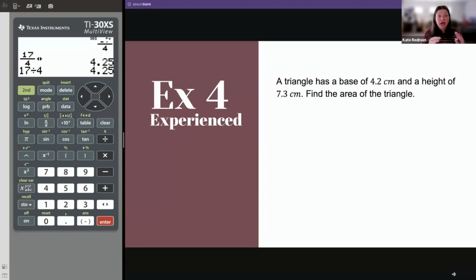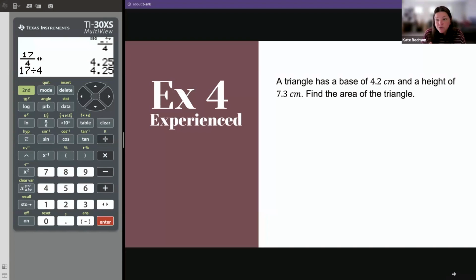So another way that this skill of evaluating can show up is actually with just about all of the geometry on the GED. And again, you wouldn't necessarily recognize it, but take a look at this. It says a triangle has a base of 4.2 centimeters and a height of 7.3 centimeters. Find the area of the triangle. Now you might say, well, Kate, I don't know anything about triangles and I don't know anything about area.